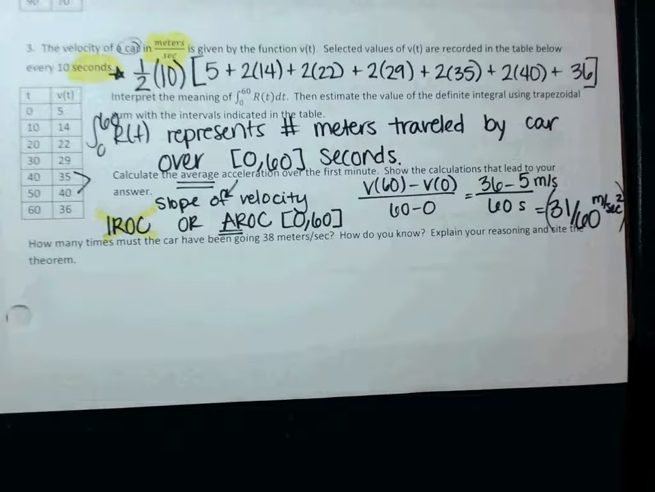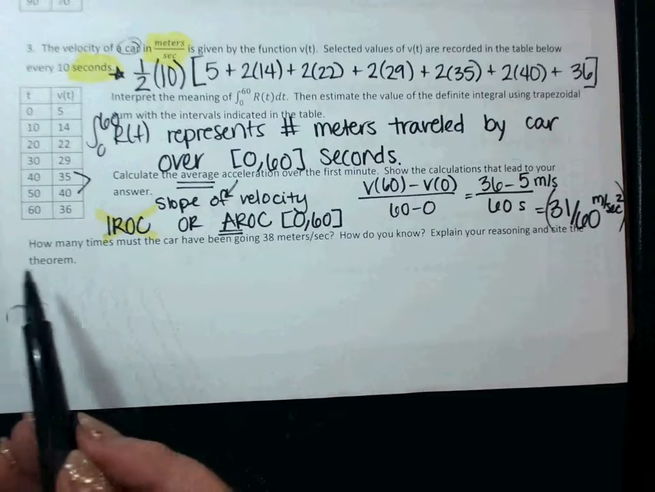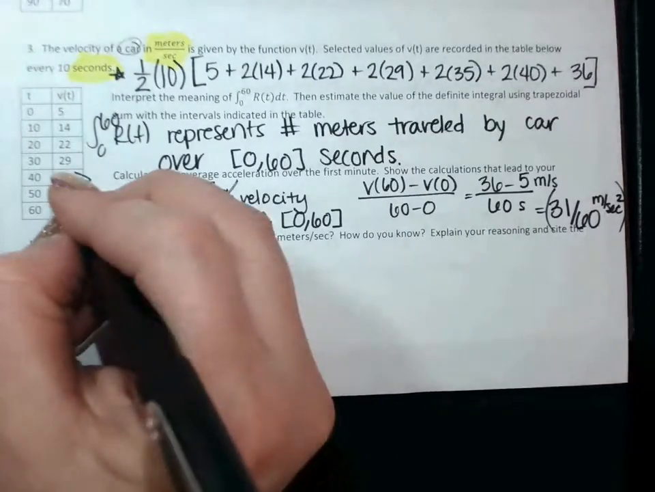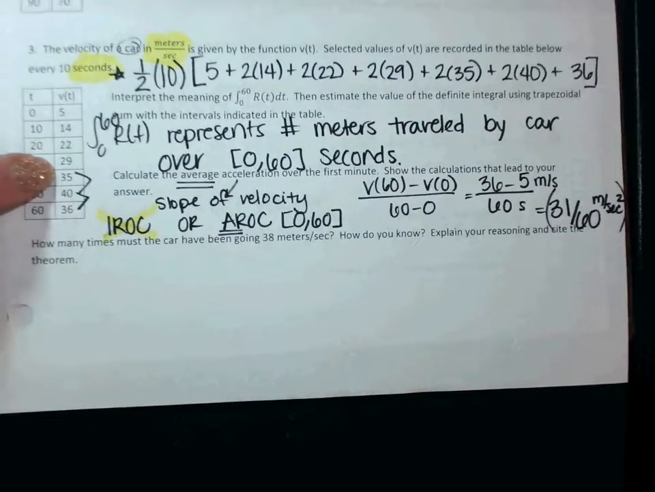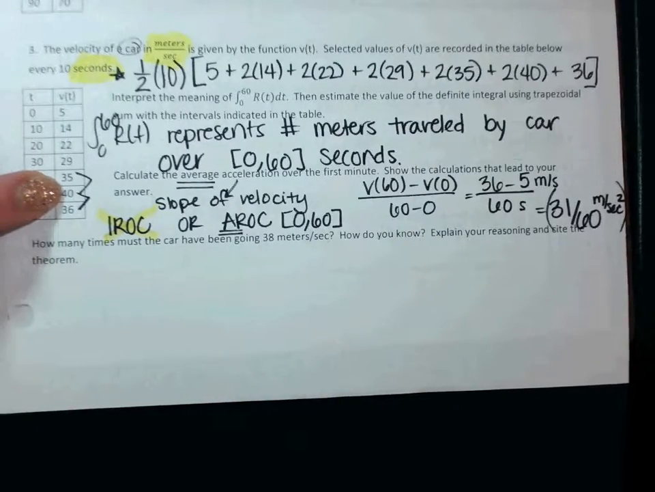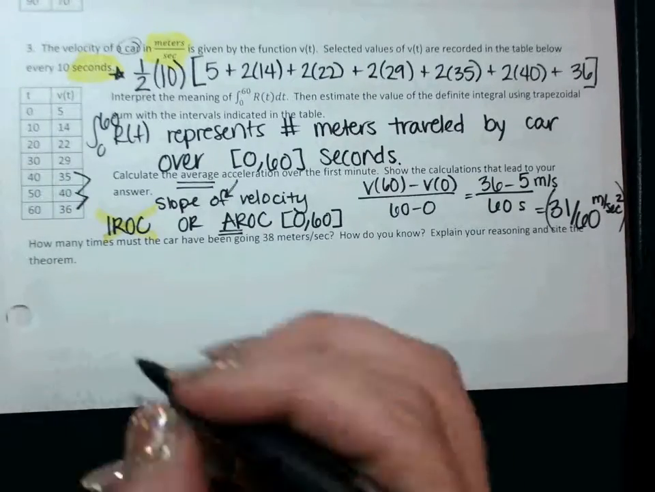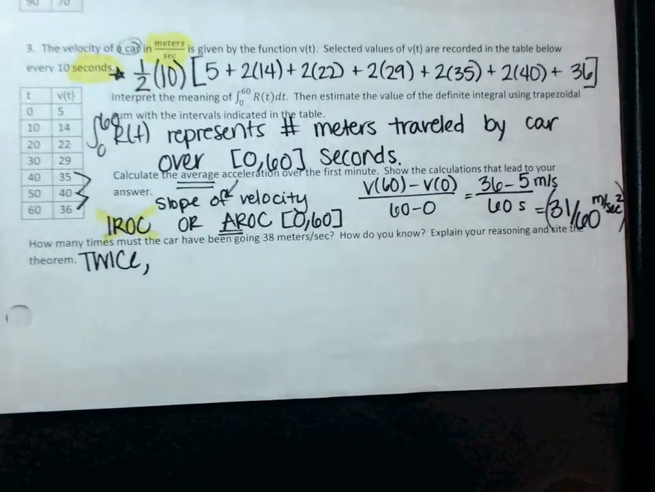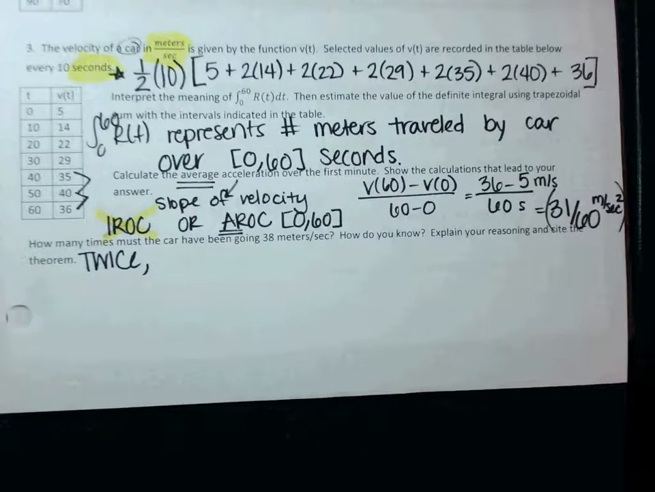Now, it says how many times. Is there any other interval we know that has to happen? Very good. Look right here. If it went from 35 to 40, it must have hit 38. And then to go from 40 back down to 36, it must have hit 38 again. So how many times? What's our answer? Twice. On what intervals? We said 40 to 50 and 50 to 60.